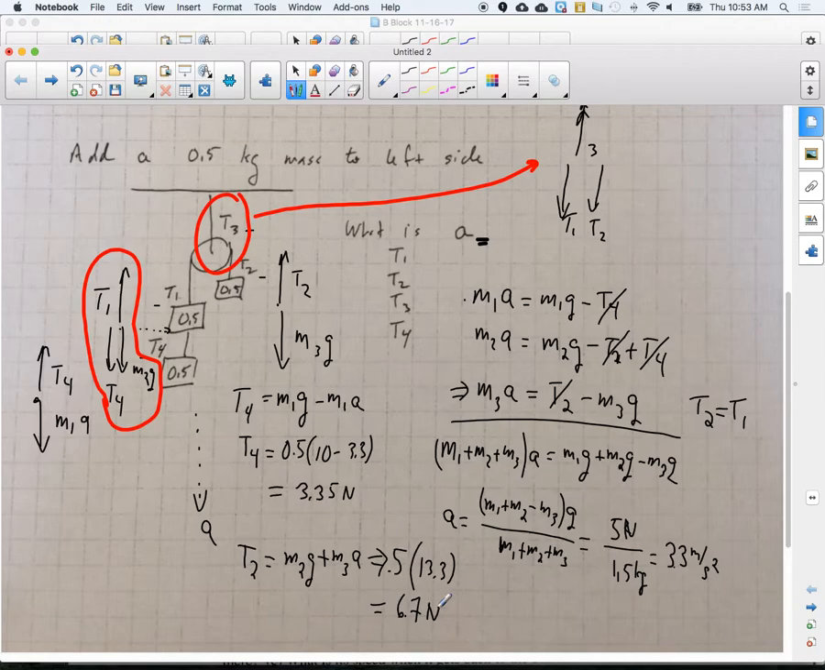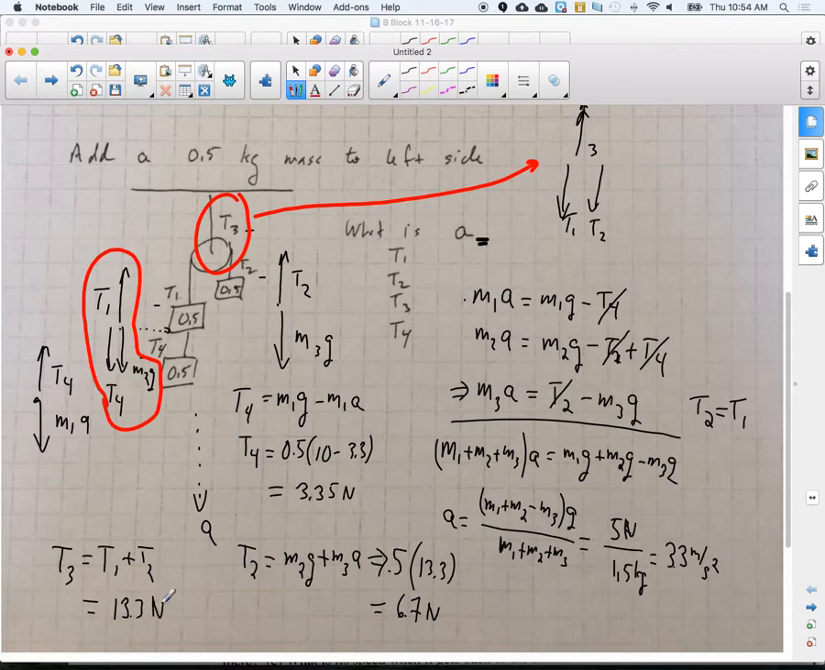And then from that, I can get T3 is equal to T1 plus T2. And if I do that math out, I end up getting 6.7 plus 6.7 is 13.3. Did I do that right? I think I did. 13.3, 13.4 newtons.